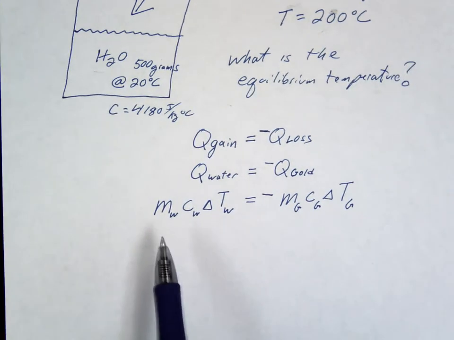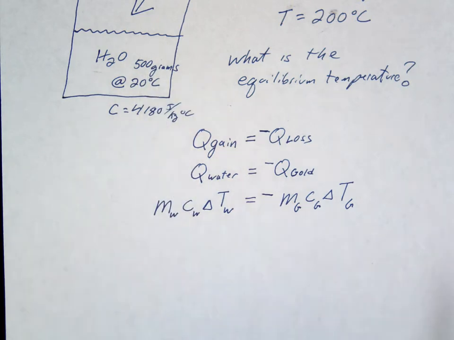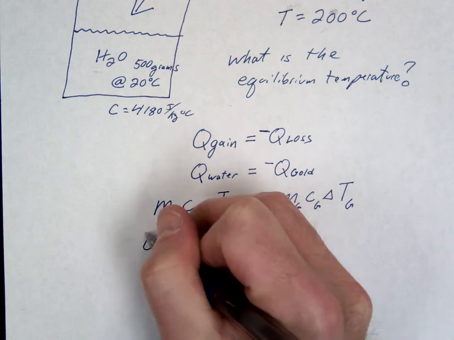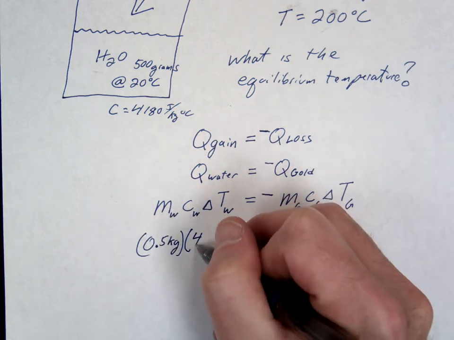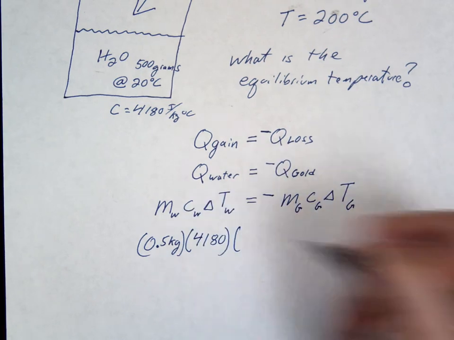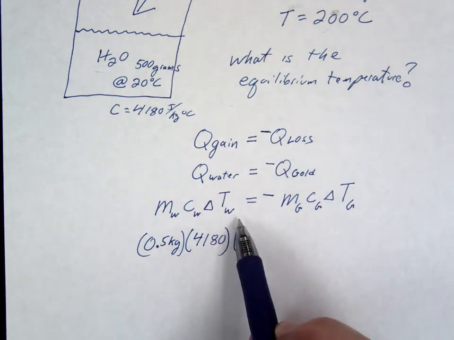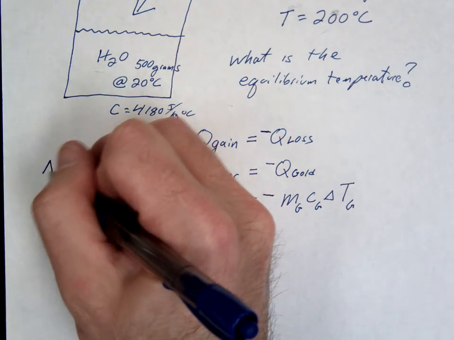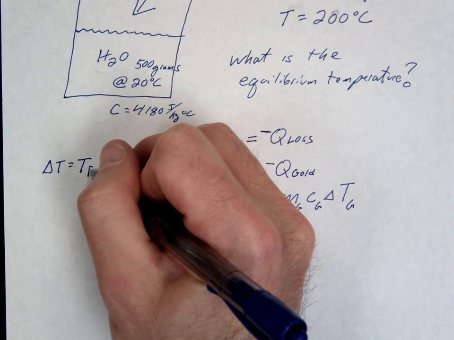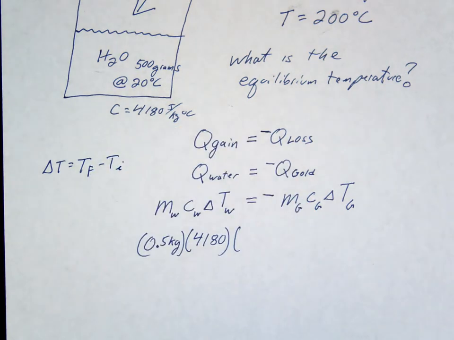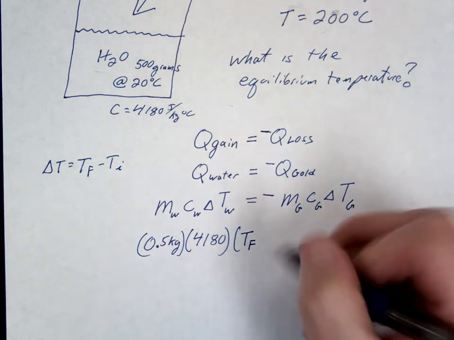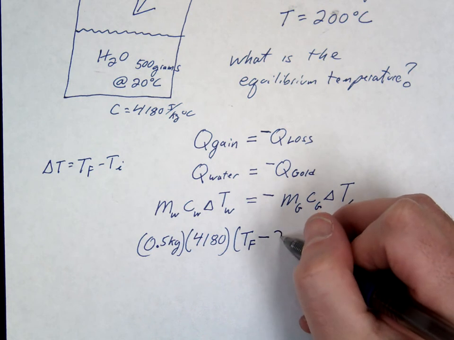So let's start substituting in the numbers. So the mass of the water was 500. So we are going to convert that, so 0.5. Okay, C for the water is 4180. The delta temperature, whenever you have a delta, how do you subtract a delta? Final minus initial, right. So delta T is always T final minus T initial. So we don't know the final, that's what we're looking for, so we'll just leave that as TF. And then the initial temperature of the water was 20.